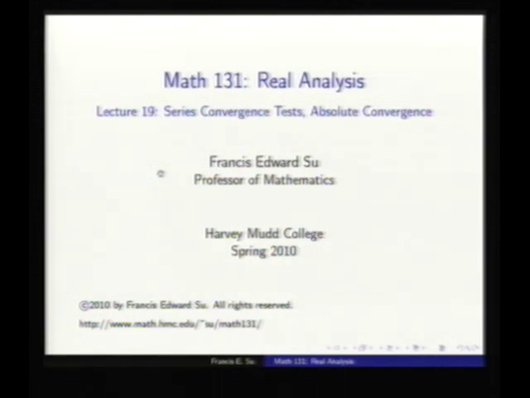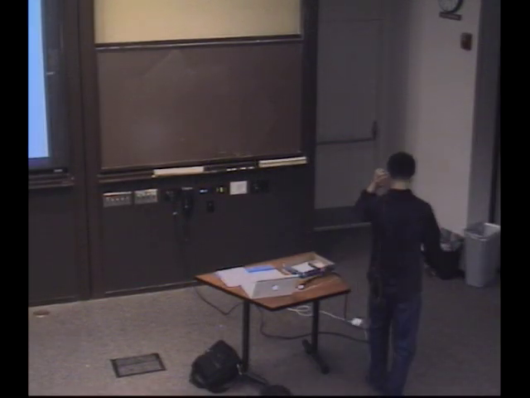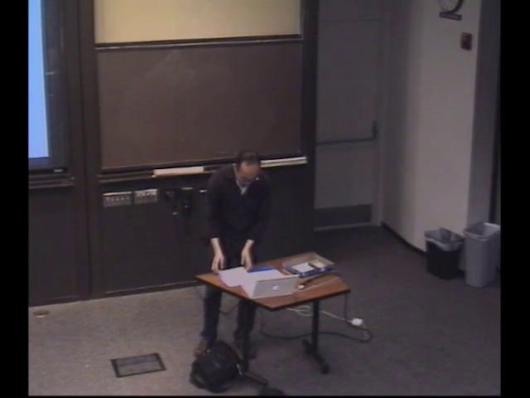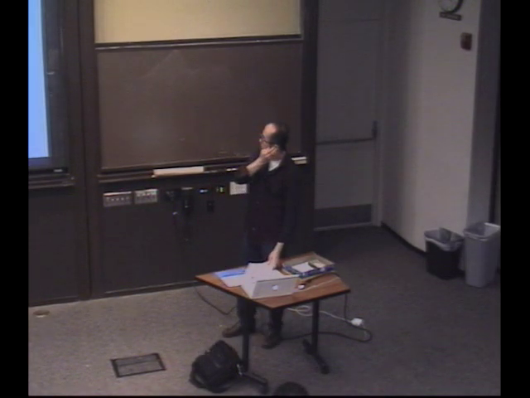So we have been talking about series, which are basically special kinds of sequences, right? How are they special kinds of sequences? A series is a sequence of partial sums. So we can talk about what it means for a series to converge. And what I want to do today is build on what we talked about last time.